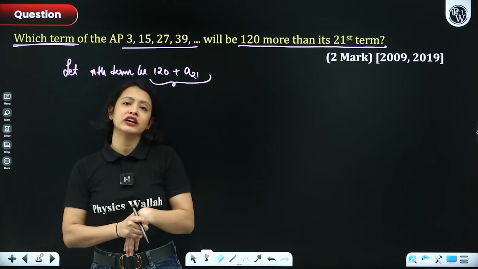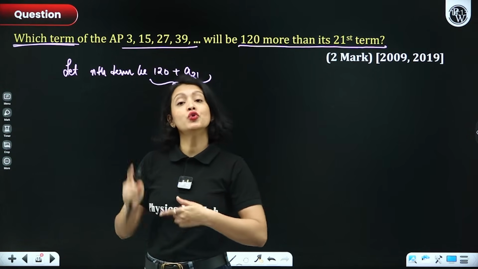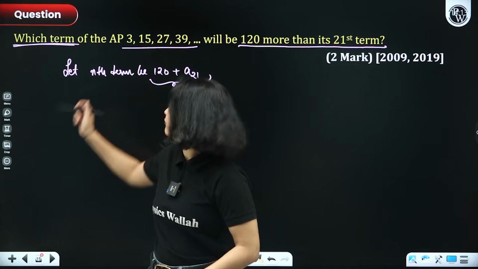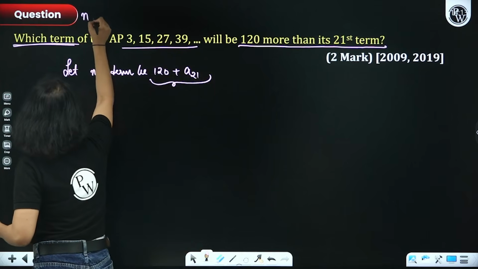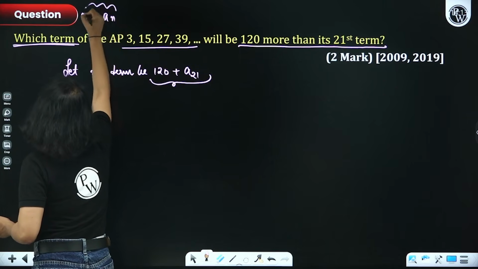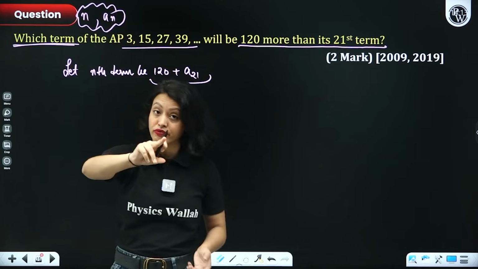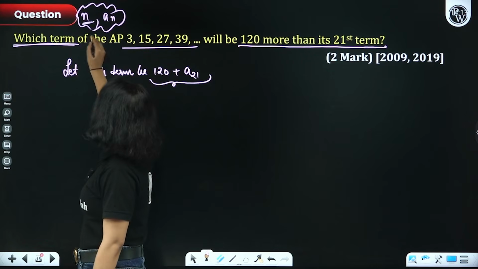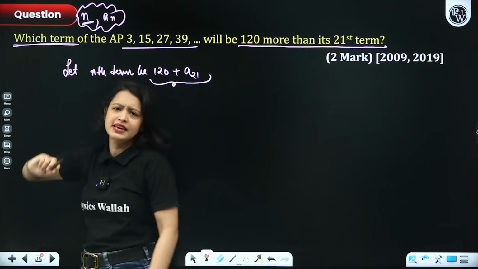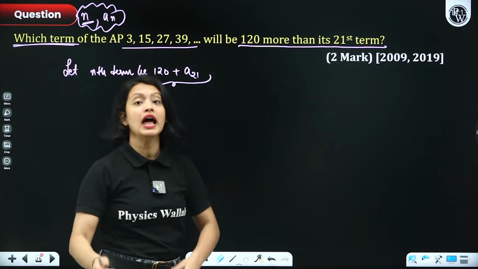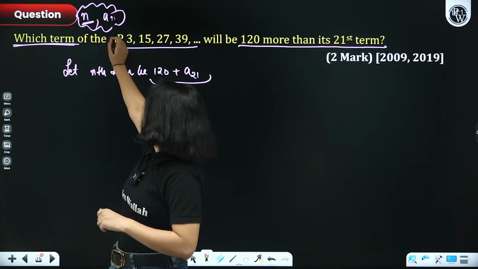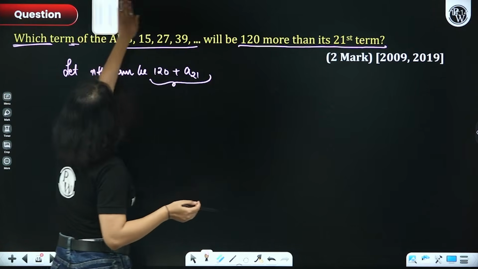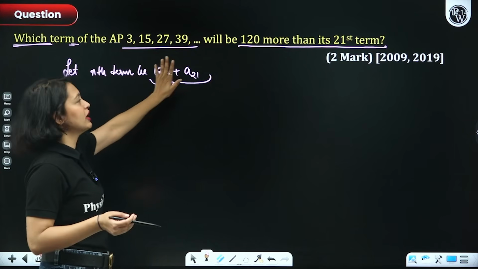Now, what do we need to figure out? Do we need to figure out n or do we need to figure out an? Whenever you are confused like this, about which term, do we need to figure out n or an? You can figure out both if you are confused guys. But it's a 2-marker question, and believe me, the value of n will suffice. Like which term of this AP, that means we just have to figure out the value of n. But if you're confused, you can figure out an also, so that you don't lose marks. So we have said that the nth term is 120 plus A21.